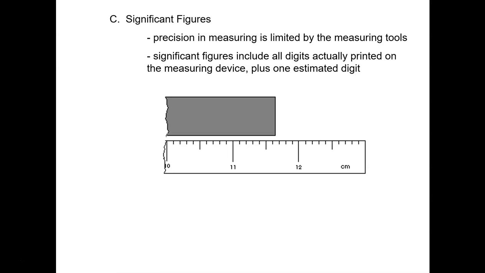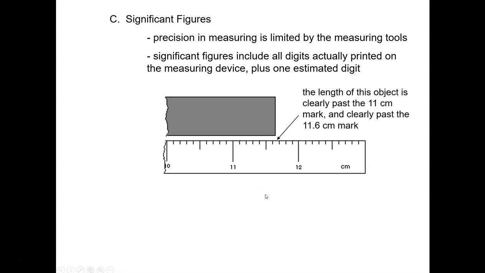So at the hundredths place, I want to know how many hundredths do you think that is? Now, they're not printed on there, so this is an estimation. So what I want you to do is imagine between 11.6 and 11.7, if there were 10 more little tiny marks in between here, how many of those marks do you think it would have gotten past? So again, we know that it's clearly past the 11, and it's clearly past the 11.6, but we can't stop there. We have to estimate one last digit.